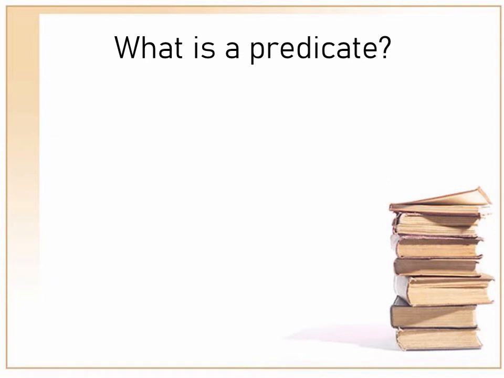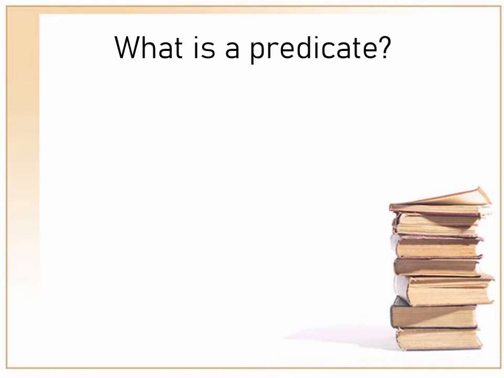Now we have something called predicate. We talked about the first part of the sentence. Now we're going to talk about the second part of the sentence, which is the predicate. The first was the subject. We have a complete subject and a compound subject. Right now we're just going to talk about the predicate in a brief way.